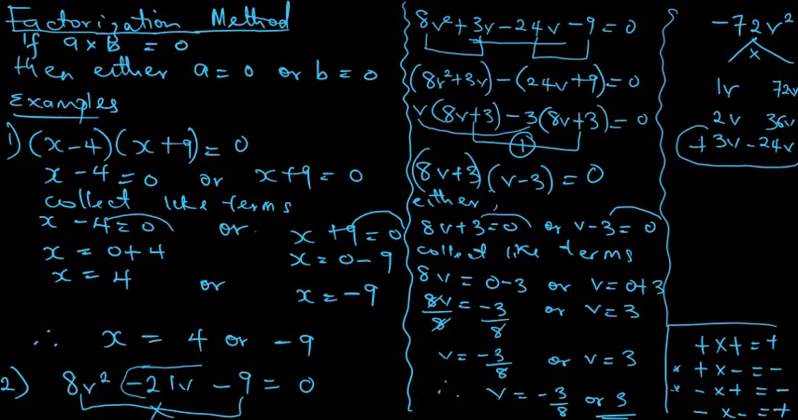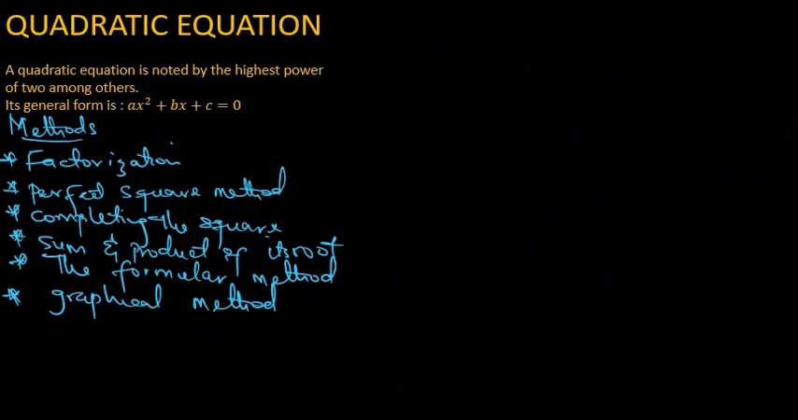In our next class, we'll be solving questions from the past question, which is the WAEC past question, so that we'll be able to practice what we've learned so far on factorization method. Then after the WAEC question, we'll move down to method number 2, which is the perfect square method.